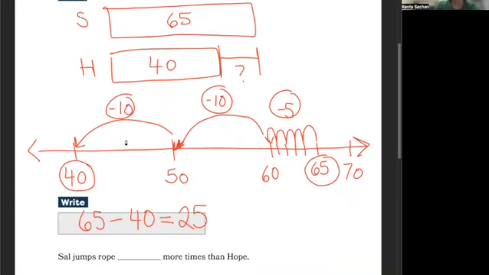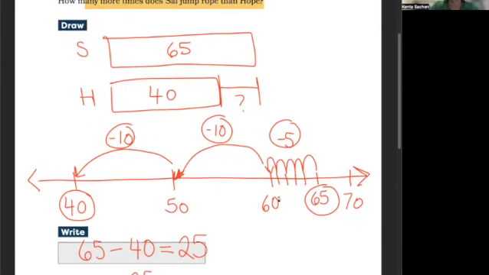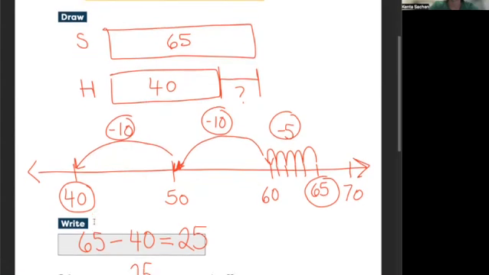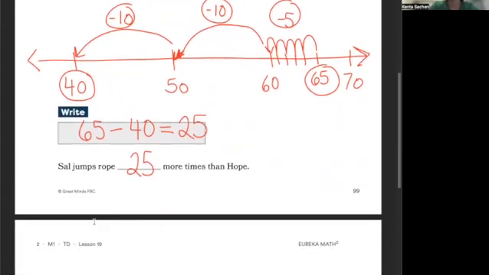So I know that Sal jumps rope 25 more times than Hope. Okay. So like we did before, I could use some addition and subtraction to solve using these rectangles, but the number lines really help me picture this problem out and helps me with my subtraction a lot. So I like using this number line, especially when I can use my 10 numbers to help me out. Okay. Now let's turn to page 100 and look at our other problem.